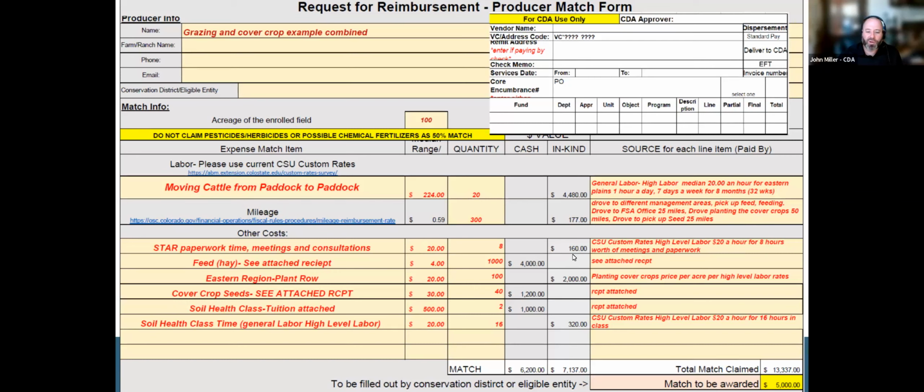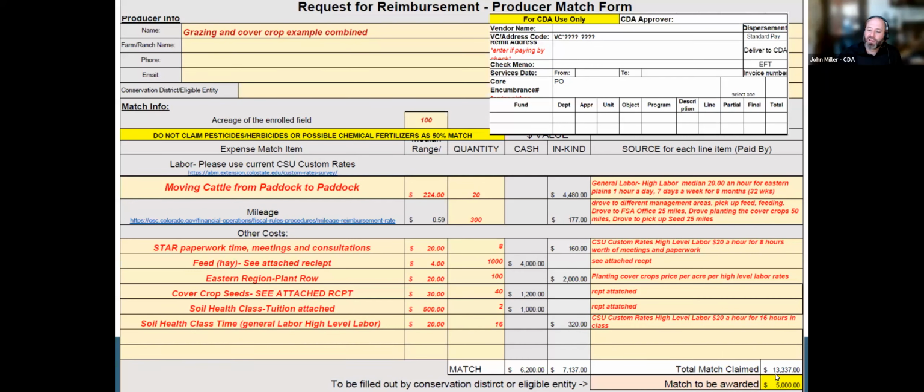And their STAR paperwork time, which we only have 1 8-hour period of time here instead of doubling that up, because it's probably not necessary for them to do. They wouldn't have to do twice the paperwork, even though they're doing 2 different practices. Their feed hay, their row planting for the cover crop, their cover crop seed, the one soil health class the person attended for the cover cropping, and the labor that they had associated with that.